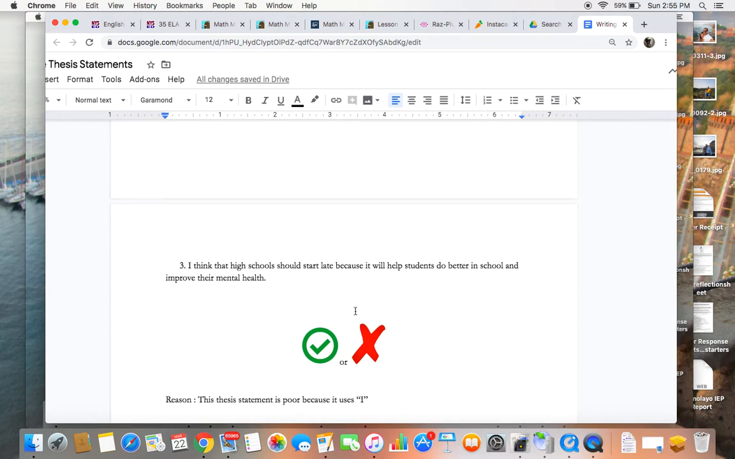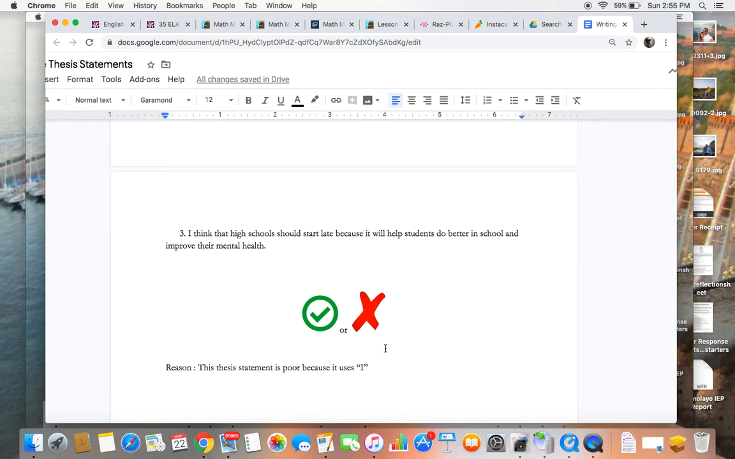The third one, I think high school should start late because it will help students do better in school and improve their mental health. Okay, this thesis statement is poor because it uses I. Okay, I do not want to see this type of language in your thesis statement. Okay, this is a poor thesis statement again because it uses I think. Okay, and it makes you sound uncertain. And when you're writing about a topic that's opinion based, you want to convince your reader why you're right. And if you say things like I think, it's just not as convincing.